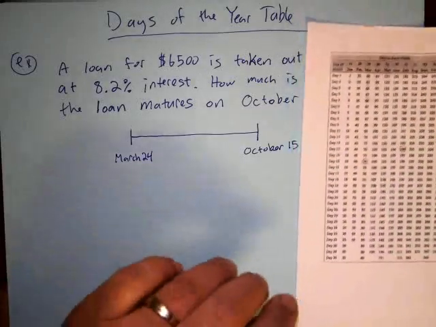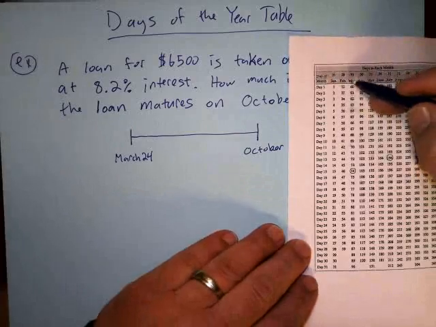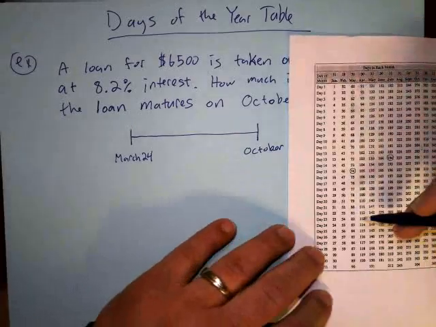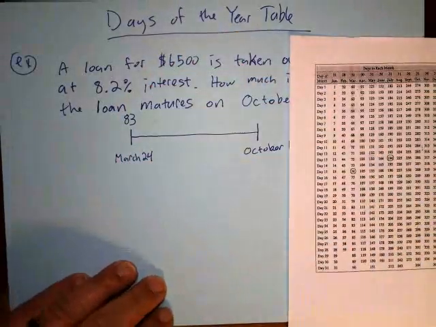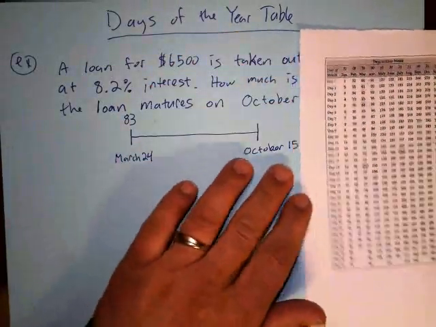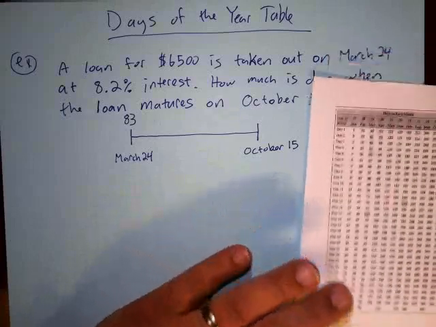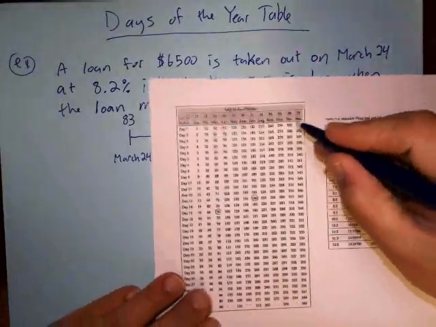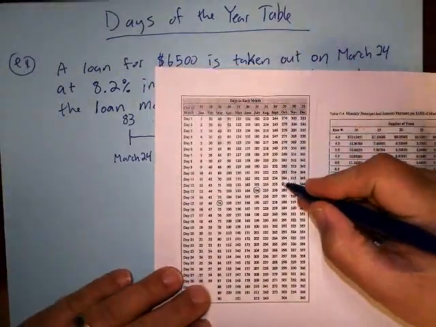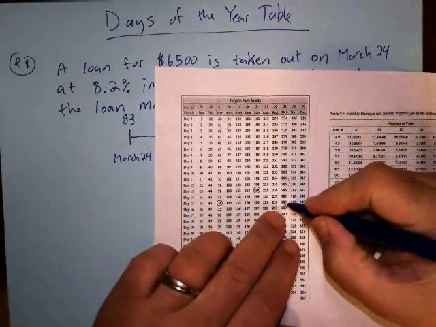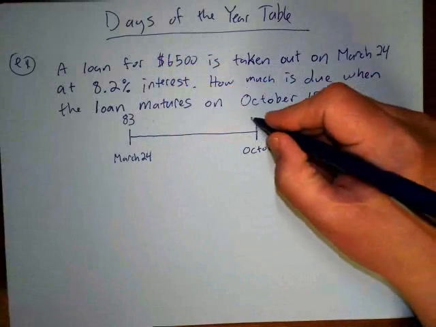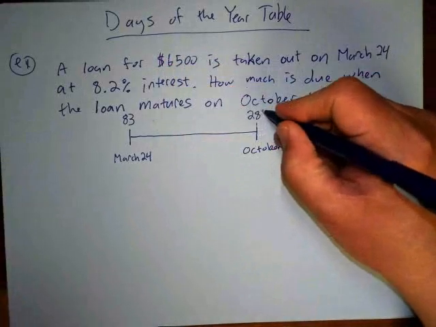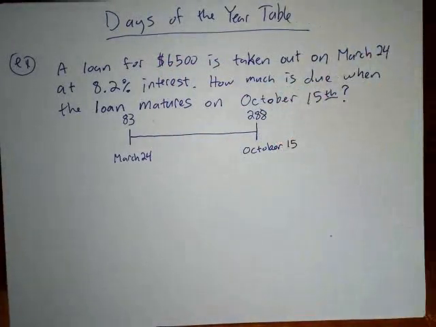So what you're gonna do here, like we did before, I went to March down to the 24th day of the year, and I got 83. So that means March 24th is the 83rd day of the year. And now I do the same for October 15th. Okay, so I go over to October, I go down to 15, and these two intersect on the number 288. So October 15th is the 288th day of the year.